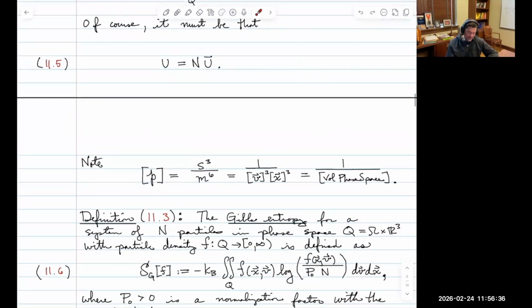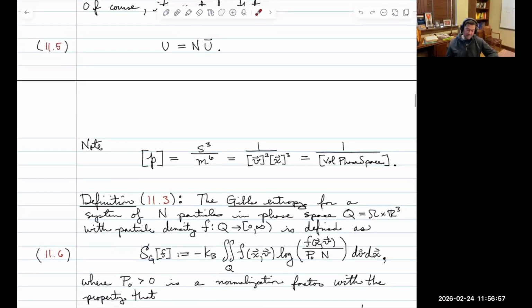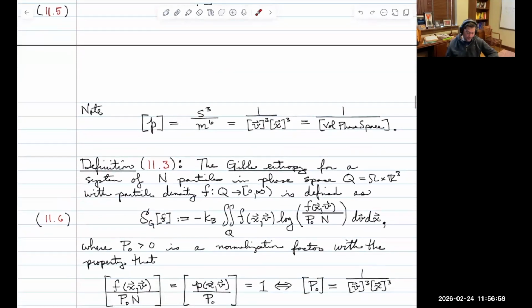And so that tells us what are the units of the p function and also the f function as well. It's 1 over the volume of phase space. Now, I don't really care that they have exactly this unit, but you're going to see that we're going to be interested in knowing these units or keeping track of them ultimately.